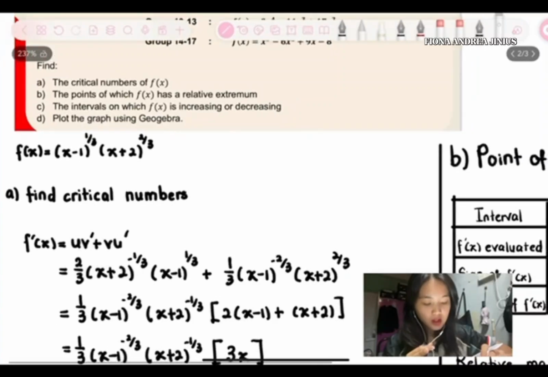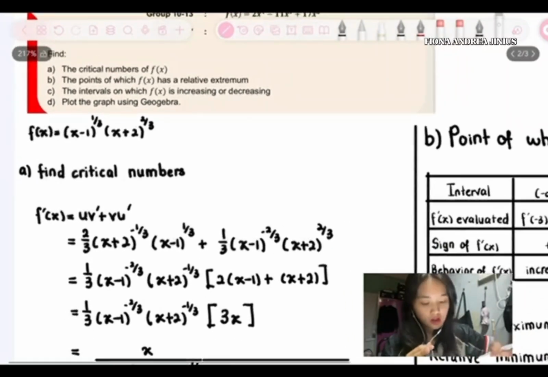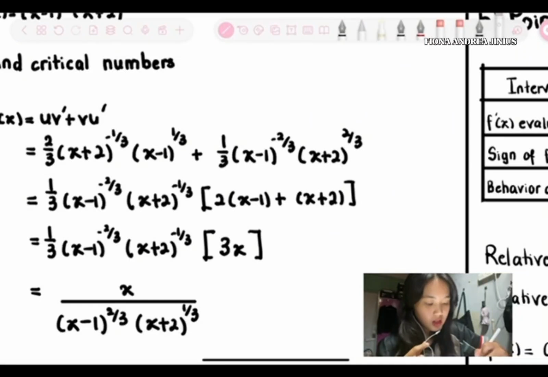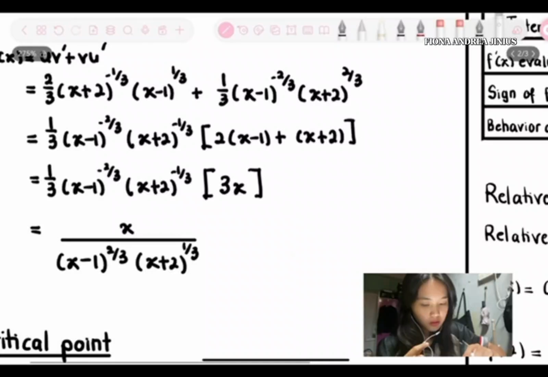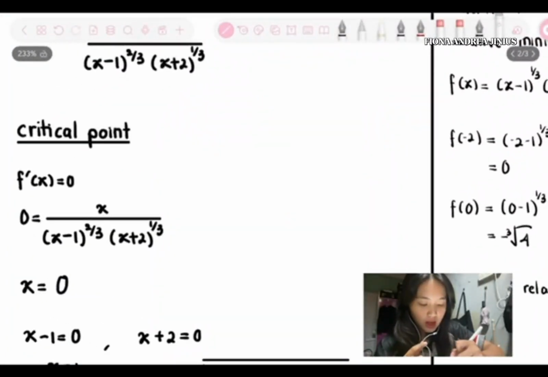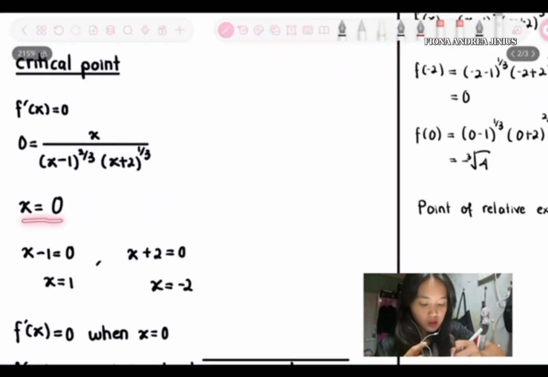So, to find critical numbers, we need to differentiate the equation first using the product rule. Product rule: you can use it as u v prime plus v u prime, and then after differentiating, you can factor out the numbers that can be factored out, and inside the bracket you need to simplify it. So after differentiating, you can find the critical point. Let f prime of x equal to 0, and then you can find the value of x, which is 0.